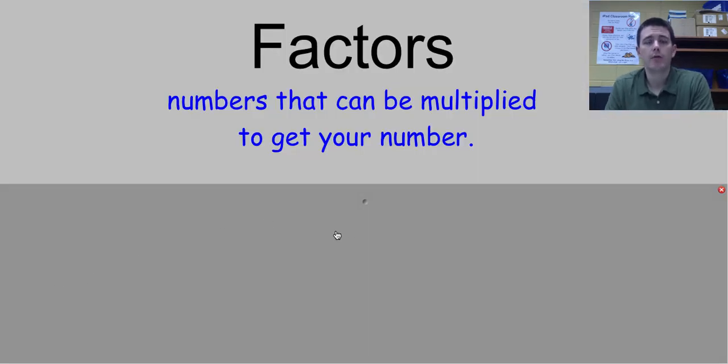So let's start with what a factor is. Factors are numbers that can be multiplied to get your number. Think of them as the pieces you use to create your number. So think about what would I multiply together to get to a particular number? Those are the factors, the building blocks that make up my number. So get that term and that definition down, and then let's try an example here.